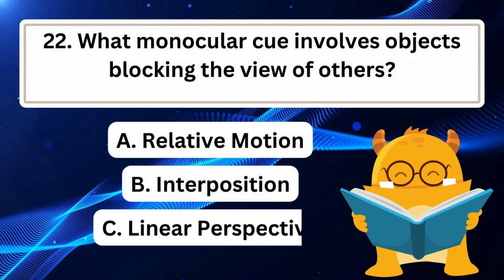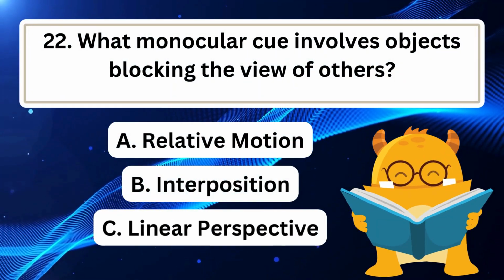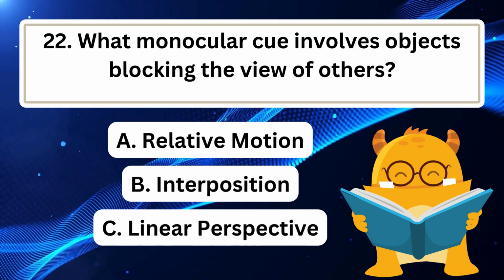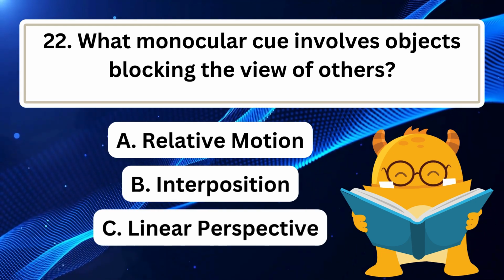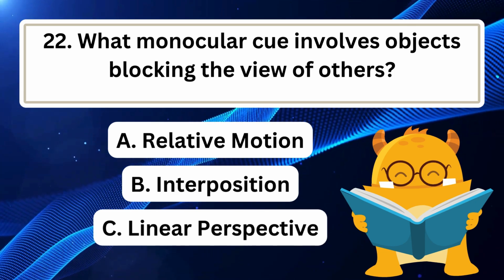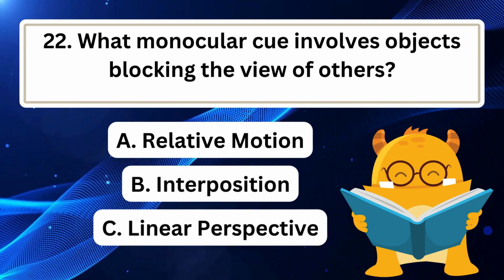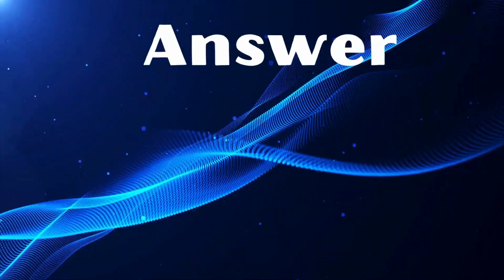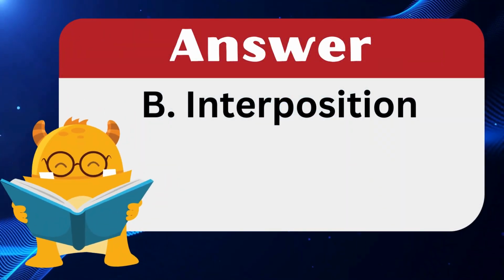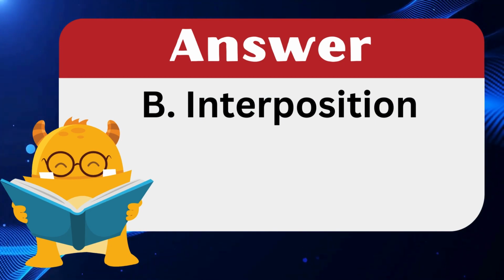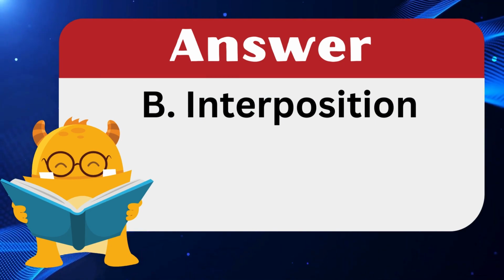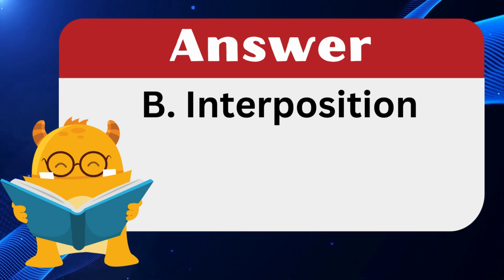22. What monocular cue involves objects blocking the view of others? A. Relative motion. B. Interposition. C. Linear perspective. B. Interposition. Interposition, also known as blocking, occurs when one object blocks the view of another, providing depth cues.